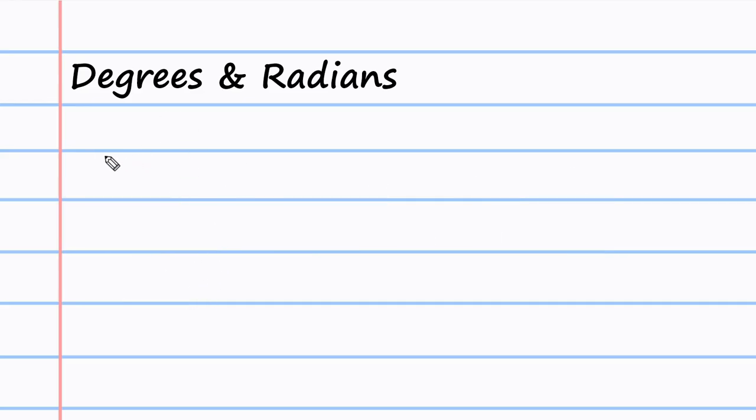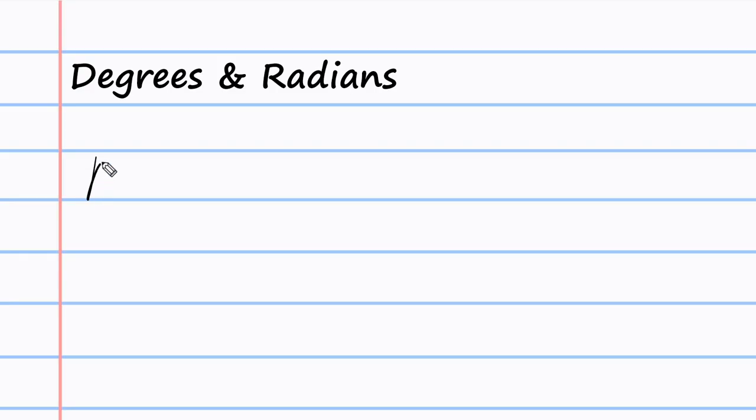So in calculus, the only thing you're going to be using is radians. So if you see something in degrees, you're always going to convert it to radians before you end up doing anything with it. So how do you go about converting degrees to radians and radians to degrees? Well, it's a very simple formula, actually.